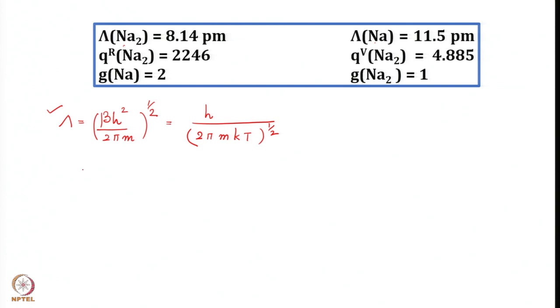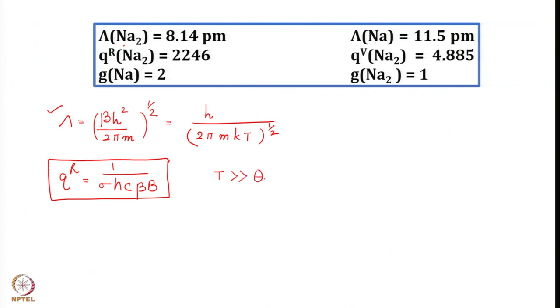Q rotational. Na2 is a linear diatomic molecule. So therefore, the expression that you require for the molecular partition function is that for a linear rotor. And we know that QR for a linear rotor is 1 over sigma hc beta B. Remember that this equation is a high temperature result. That means if your temperature is much higher than the characteristic rotational temperature, then only you will use this equation.